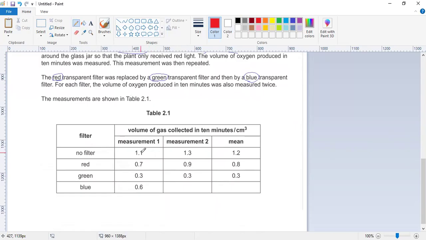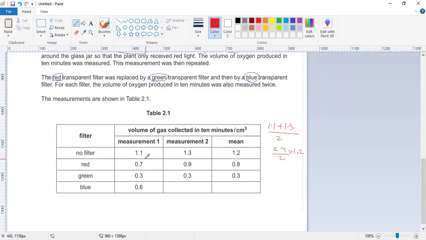When there was no filter, 1.1 was the measurement, and in measurement two, it was 1.3. So the mean of these two values is 1.2. How? Mean is taken by adding as many values as there are. Here we have only two values, so after adding, we divide by the number of values. So 1.1 plus 1.3 becomes 2.4 divided by 2. So it becomes 1.2.